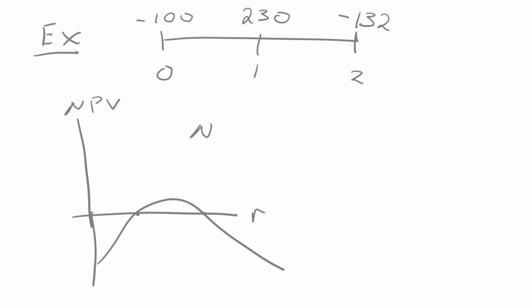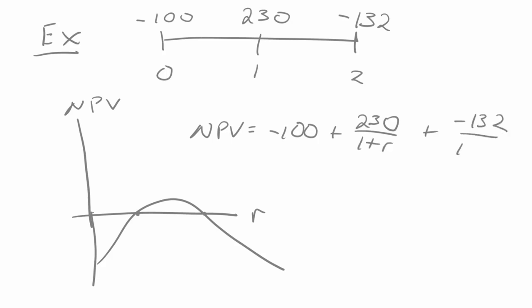The NPV, which equals minus 100 plus 230 over 1 plus R plus negative 132 over 1 plus R squared, crosses the x-axis twice, once at 0.10 and once at 0.20. So in this example, there's simply no way to apply the IRR rule. If you try, you might make a mistake depending on where the R is relative to these two numbers. So really the correct region is when R is between 0.10 and 0.20.